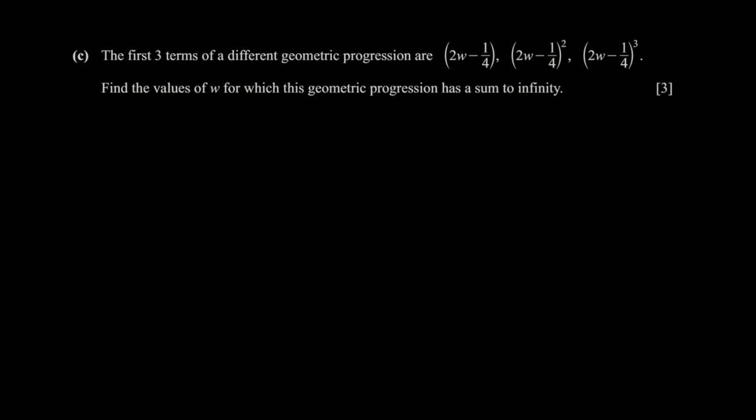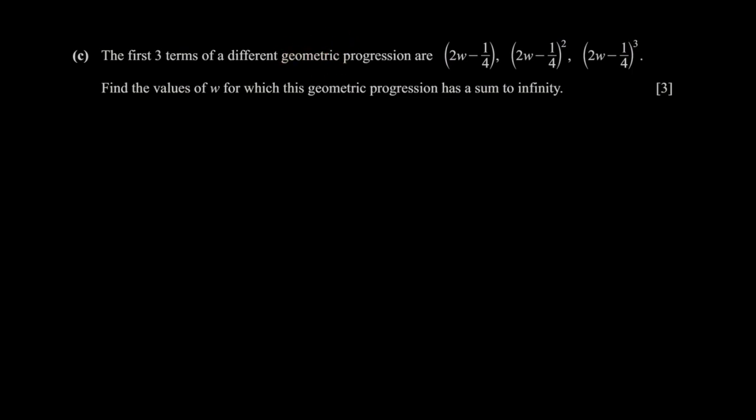All right, part C of this arithmetic geometric progression question. The first three terms of a different geometric progression are this, this, and this. I want to find the values of w for which this geometric progression has a sum to infinity. All right, so firstly, we have got a geometric progression.